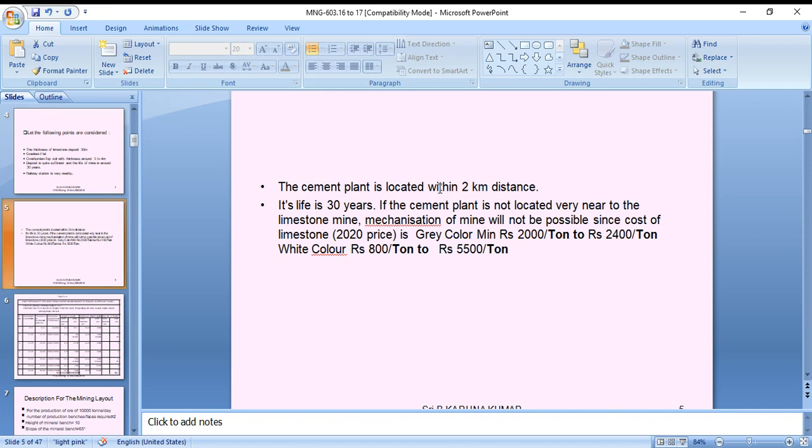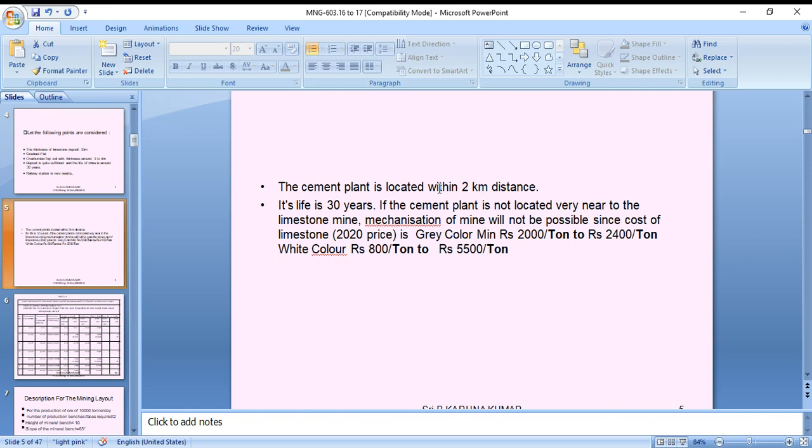Limestone is a raw material used for cement. The cement industry should be located nearby, so a railway siding can be possible. We can see from Vijayawada to Jaggayyapeta that cement plants have their own train facilities, because from the cement factory the finished product also requires transport facilities. So these are the important aspects you have to consider.